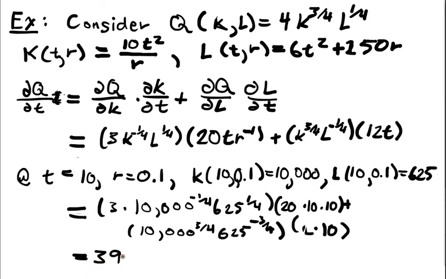And we get 3,960. So our production at that instantaneous moment is increasing by 3,960 units. And that can be a very useful piece of information that we have a nice tight formula for calculating.